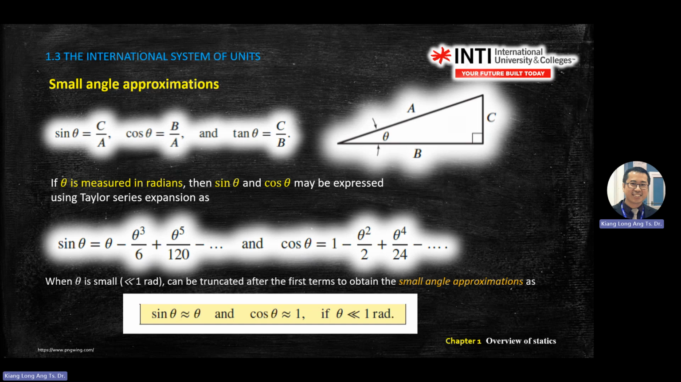This is the thing that you need to remember. If the angle is less than 1 radian, or the question gives you hints, it says assume angle less than, you see 2 arrows, meaning you assume the angle is very, very small or smaller than 1 radian, then you are expected to use this formula.